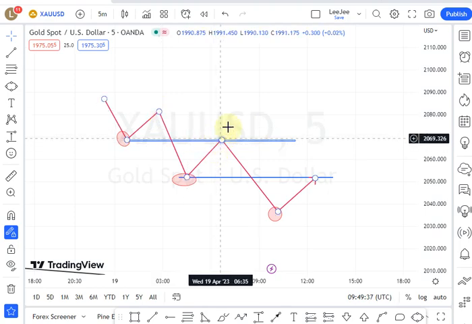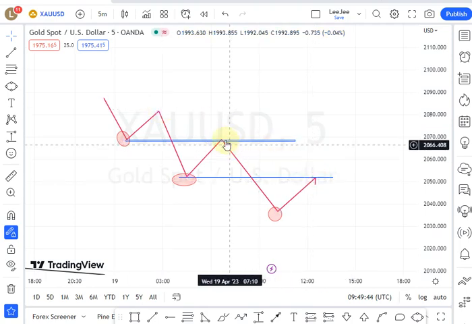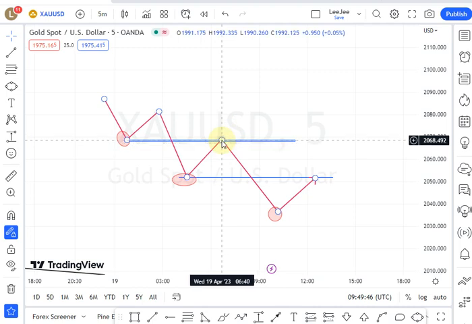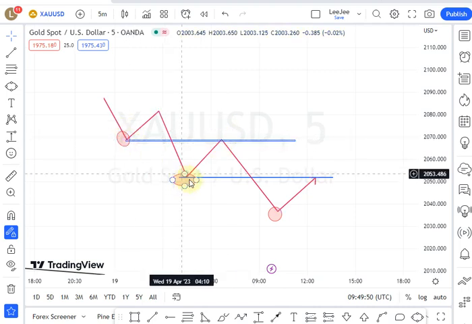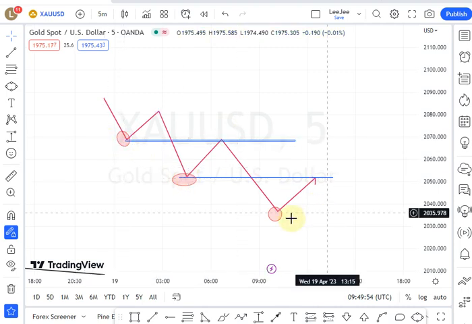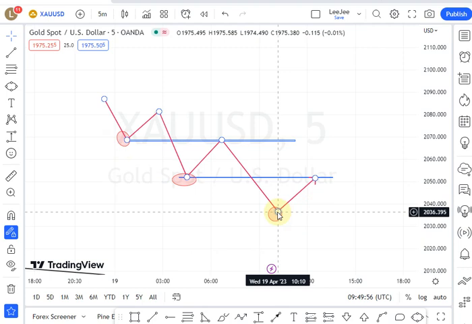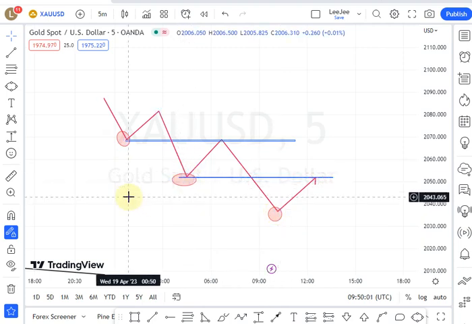If you look at this and compare, this lower high is lower than this previous lower high. This lower high is also lower than this previous lower high. If you check this lower low over here, it is lower than this previous lower low. This lower low over here is also lower than this previous lower low over here. I hope you guys are getting this.